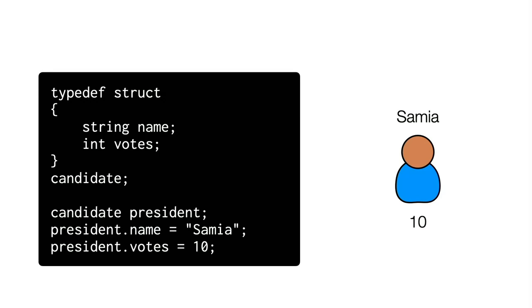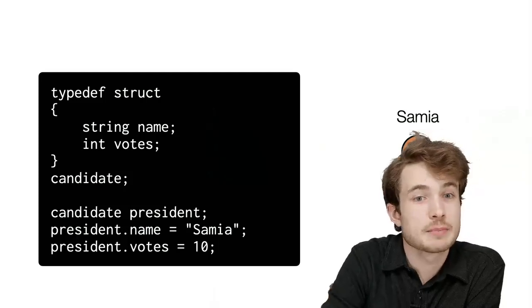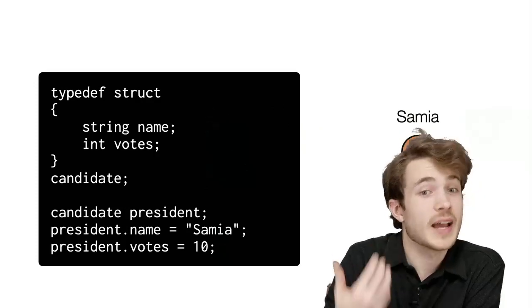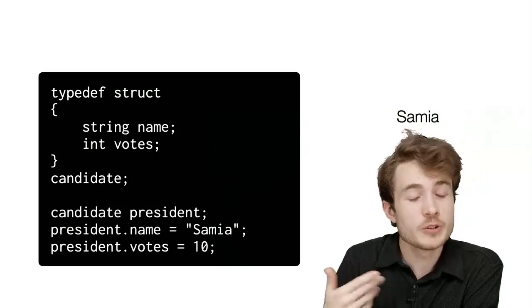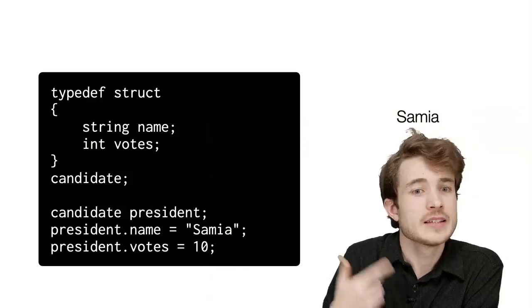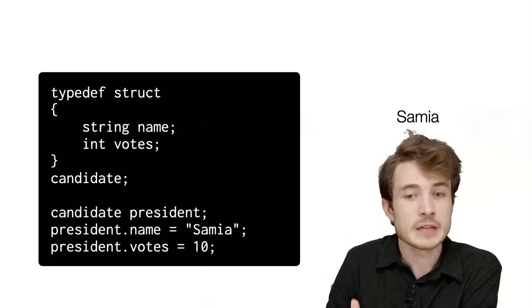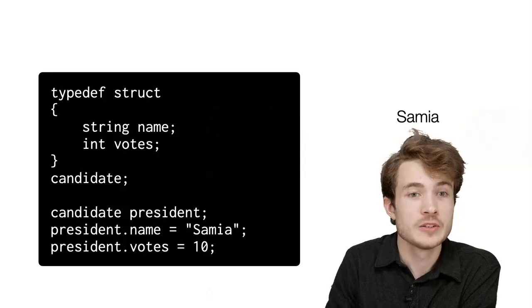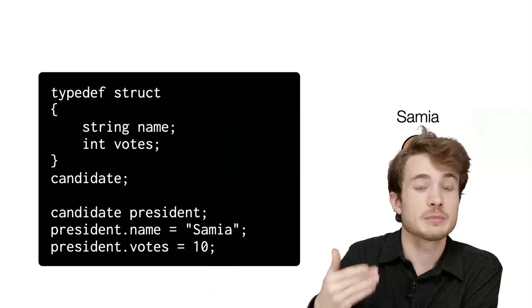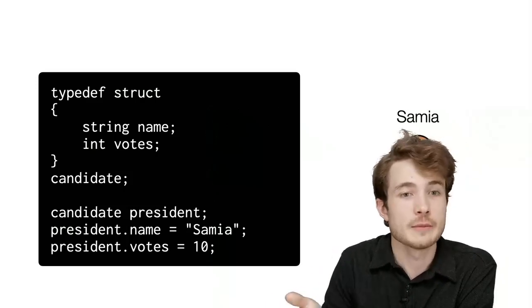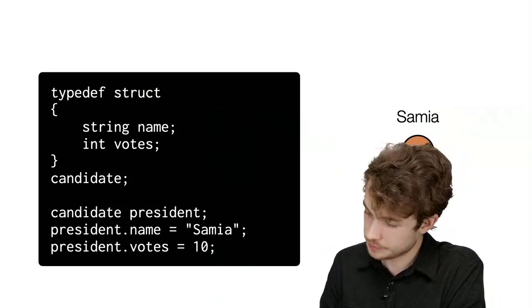So notice here on the line below our typedef struct, we're saying candidate space president. This looks a little similar to our prior syntax. We're able to say maybe int x or string name, but now we're using this name candidate as kind of a type name, if you will, for this new variable we created called president. And if I want to assign some value to the different members of president, I could simply access them using the variable name dot the member's name. So president.name, president.votes, and so on.